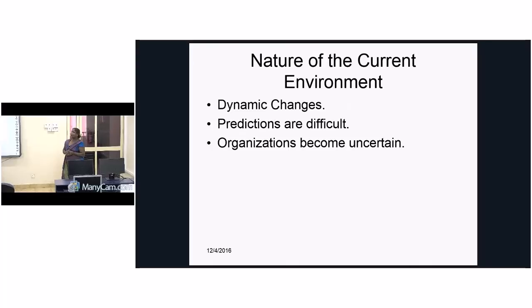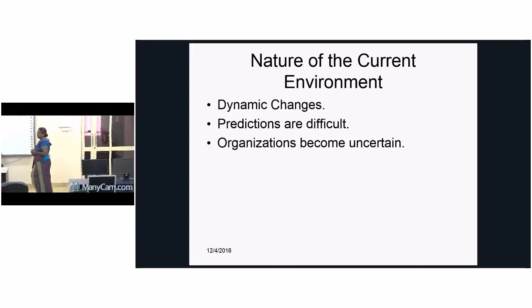These predictions are very difficult and organizations become uncertain due to this dynamism. The organization cannot say what will happen to the organization within the next 2-3 months. That much of uncertainty because of these changes.